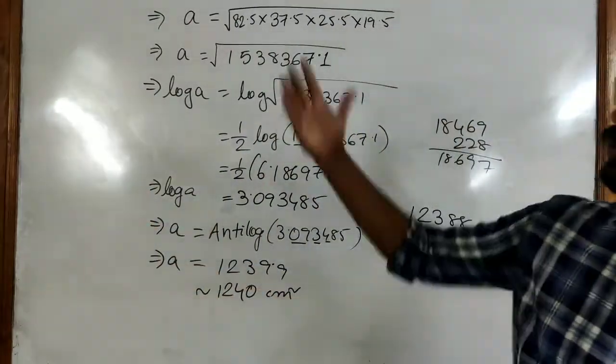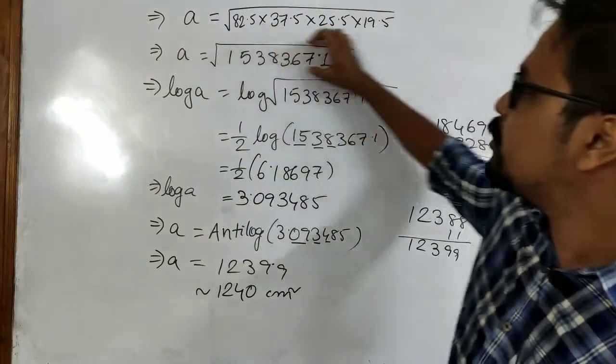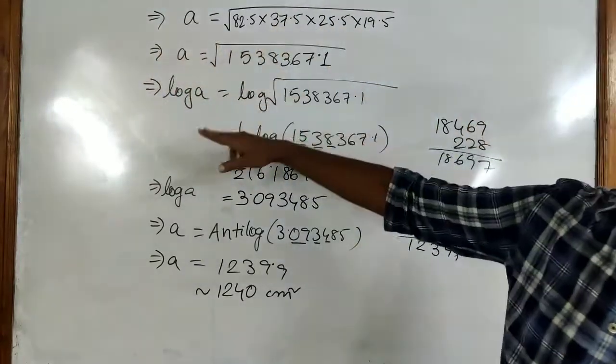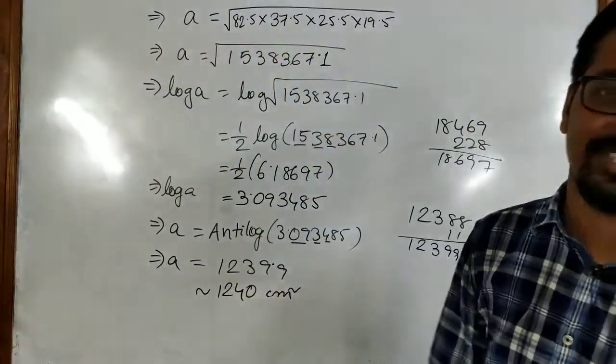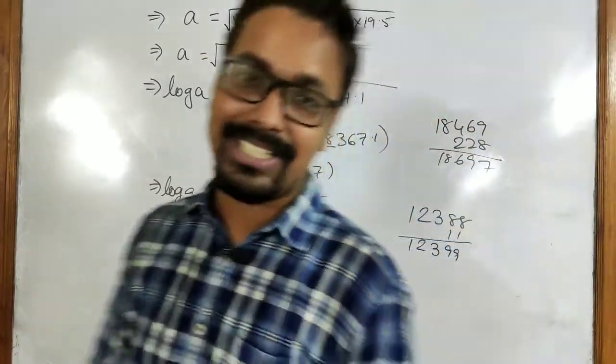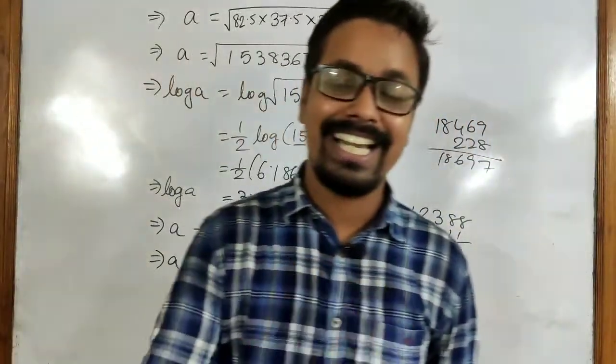So if sides are given, use Heron's formula, and just at the point where you need to find the value, the calculation part, use logarithm there. It will help you in finding the values. So that's how you solve this. So without wasting any further time, let's move on to the next one.